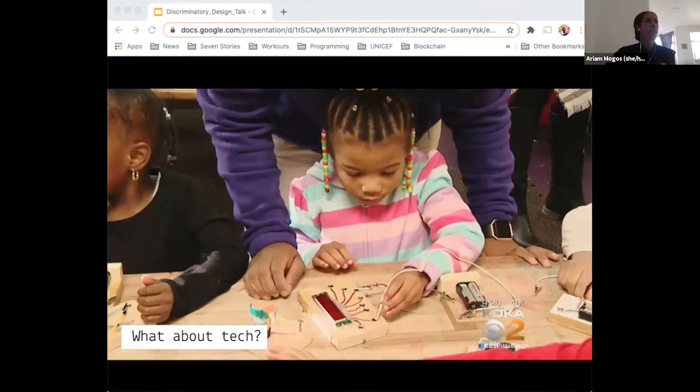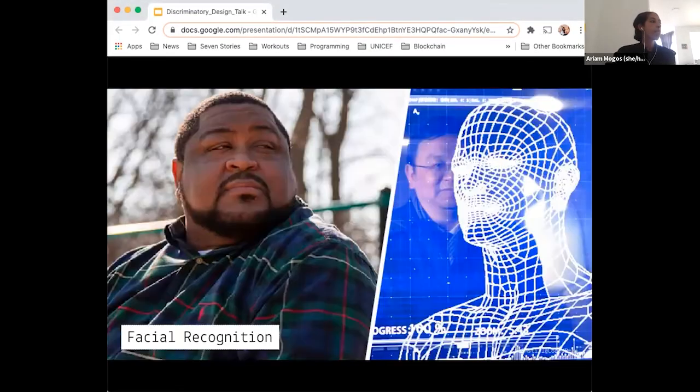A big part of that reason is that science and technology are often positioned as neutral and objective. I think a lot of us on this call know that's not true, but if we compare STEM with history and social studies, STEM is often positioned as more objective and neutral. But the reality is that there is a long history of discrimination embedded into technology. I want to start by giving a couple of quick examples.